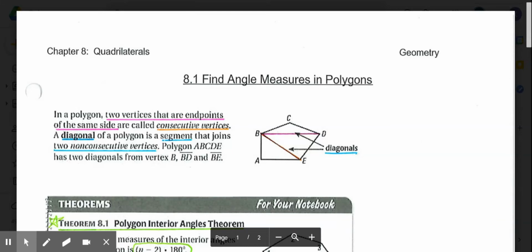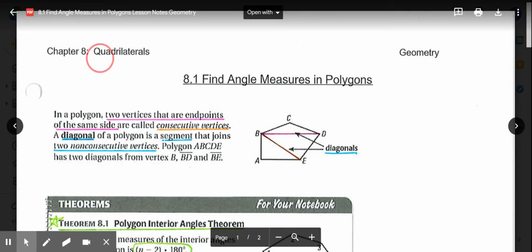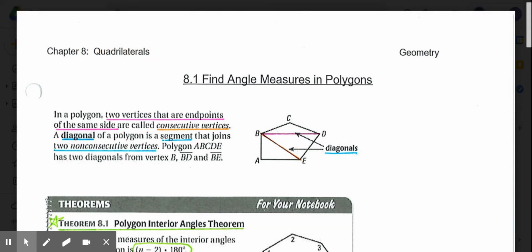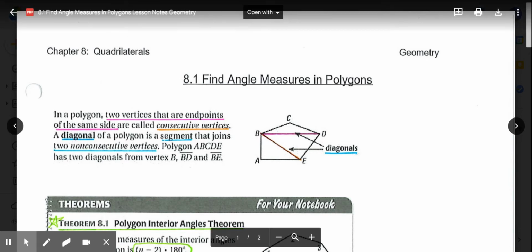Welcome to lesson 8.1, Find Angle Measures in Polygons. Before we get into this lesson, what you want to keep in mind is that chapter 8, which we're beginning now, is all about quadrilaterals, meaning four-sided polygons. Then we're going to expand into a few other types of polygons as well. But the main idea is going to be back to the idea of quadrilaterals and polygons.